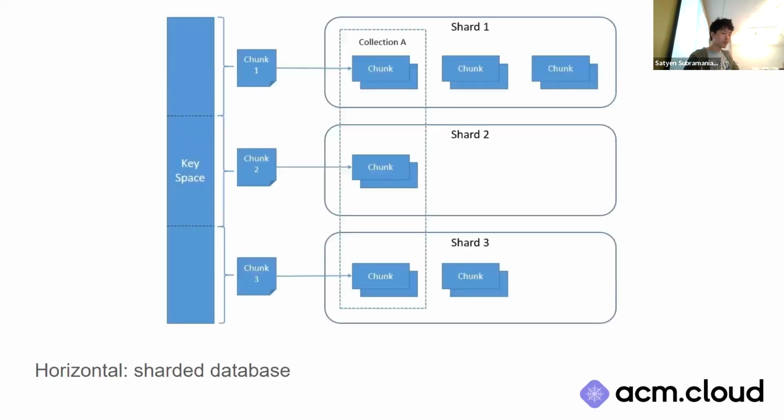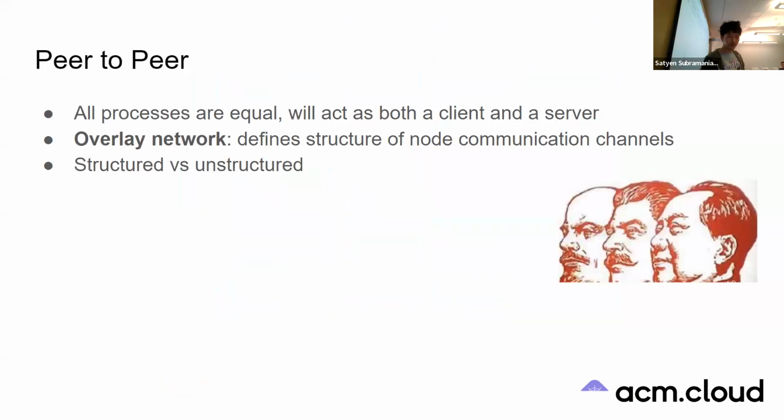Right. And one example of horizontal scaling is our sharded database. Instead of having to store all the data in a single database, you can shard it by doing a modulo on the hash. Essentially, you split up all your data to make access much faster.